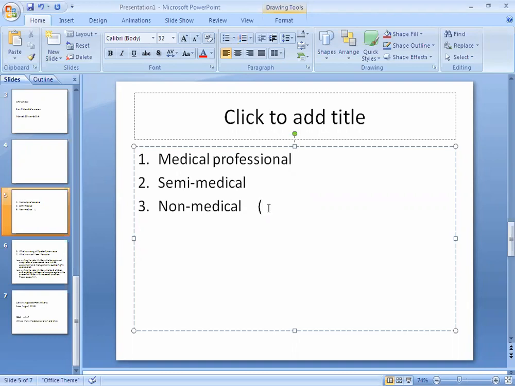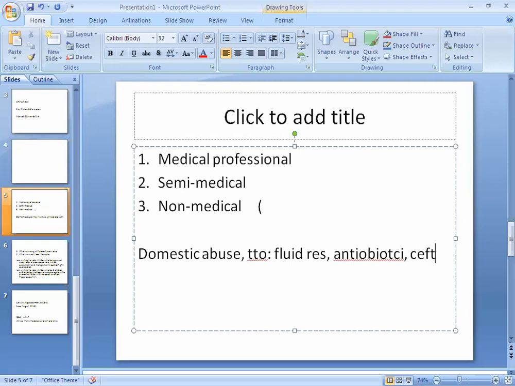This is one letter that is also available on YouTube. The patient is a victim of domestic abuse. You have treated this patient, where the treatment was fluid resuscitation, antibiotics, let us consider the antibiotic ceftriaxone, and surgical debridement of burns.